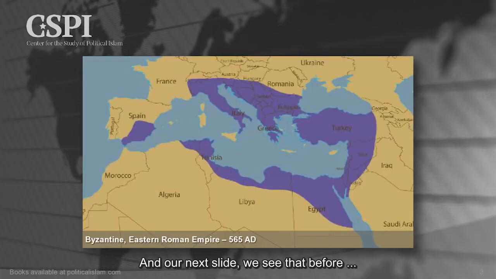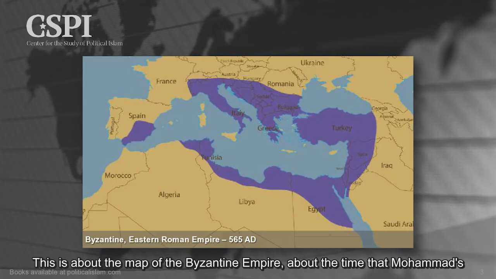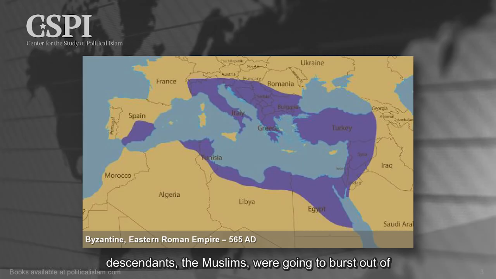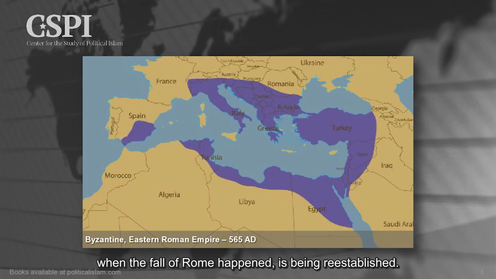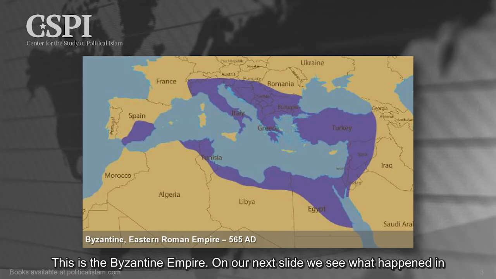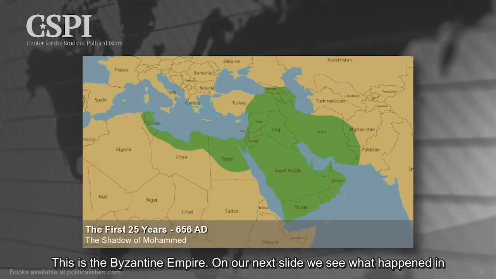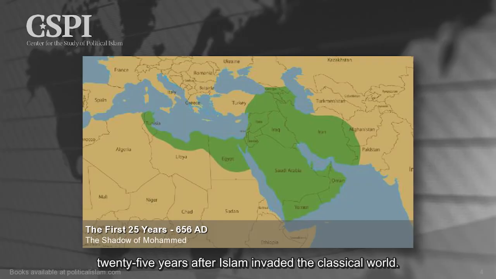And on our next slide, we see the map of the Byzantine Empire, about the time that Muhammad's descendants, the Muslims, were going to burst out of Arabia and invade the classical world. So this was what the classical empire, when the fall of Rome happened, is being reestablished. This is the Byzantine Empire.